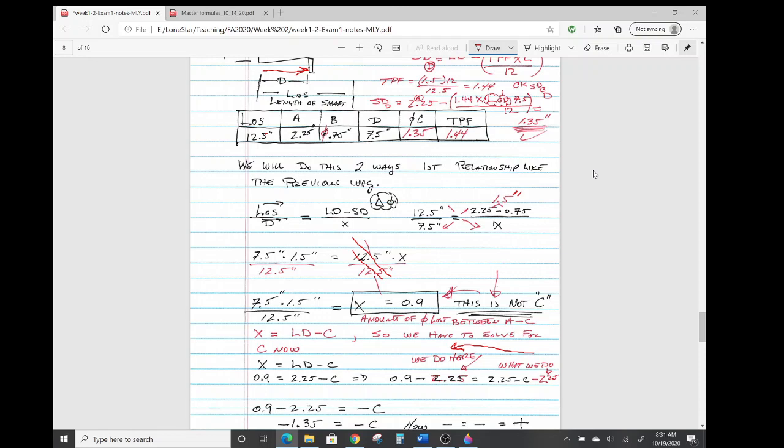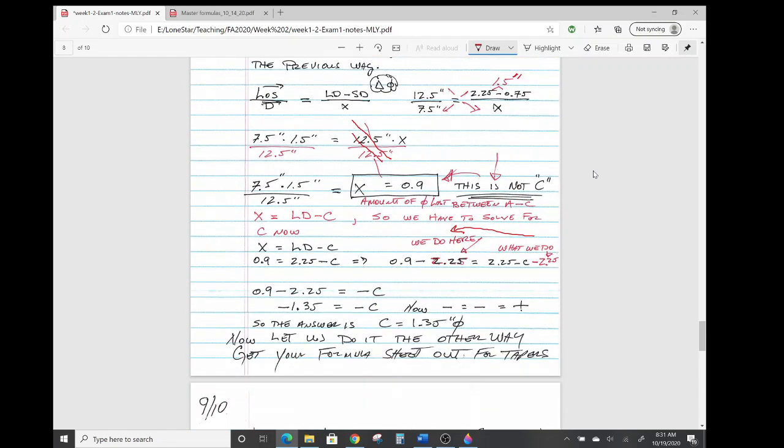So if it doesn't look like this, you're going to get the wrong answer. Just keep your signs, your negatives and positives together. So if you take 0.9 and then subtract 2.25 from it, you're going to get a negative 1.35. That equals a negative C. Now we have a negative equals a negative. That makes it a positive. It's magic. Just trust me. Okay? A negative equals a negative equals a positive. So the answer is C equals 1.35 inches in diameter.